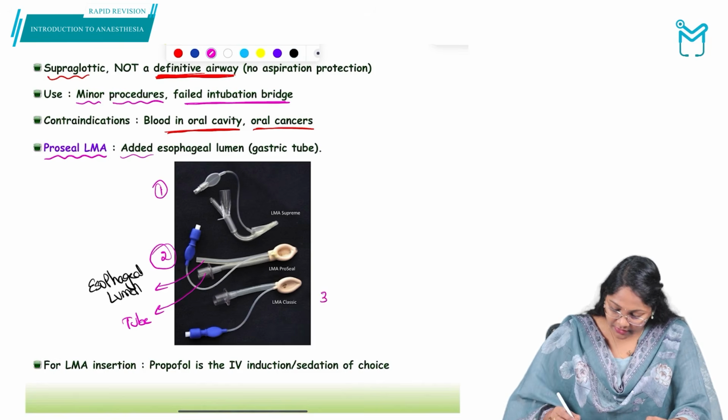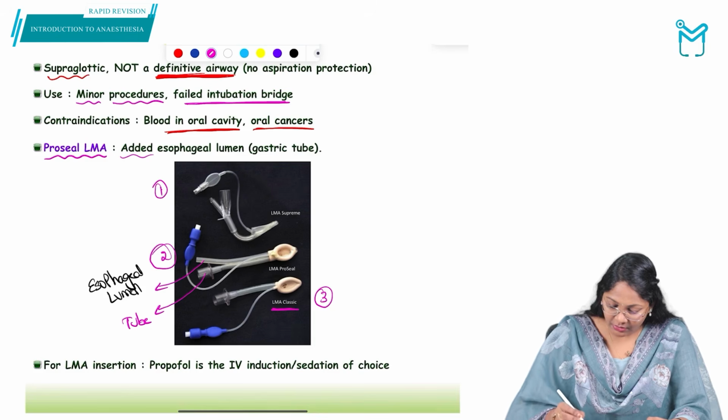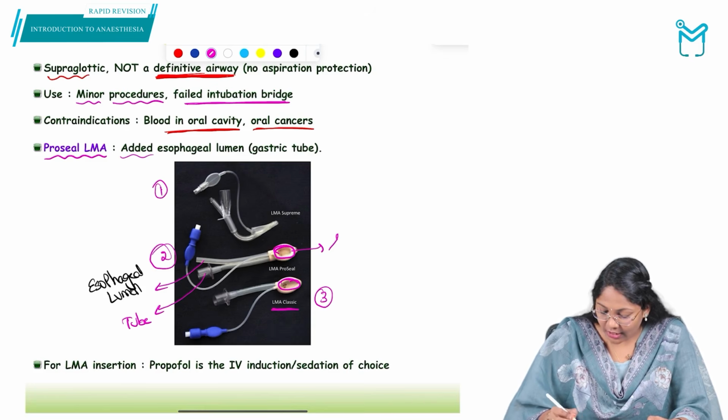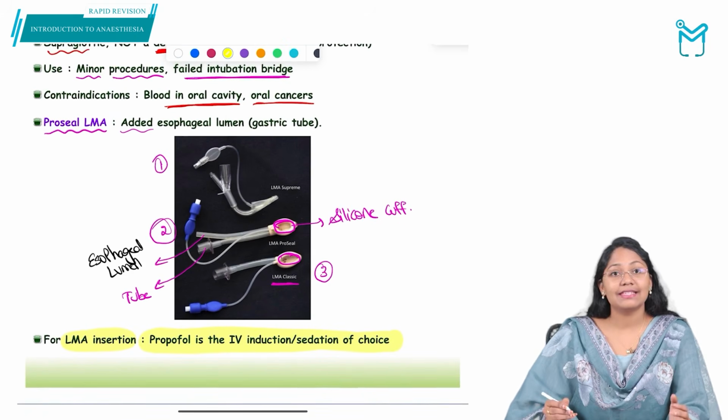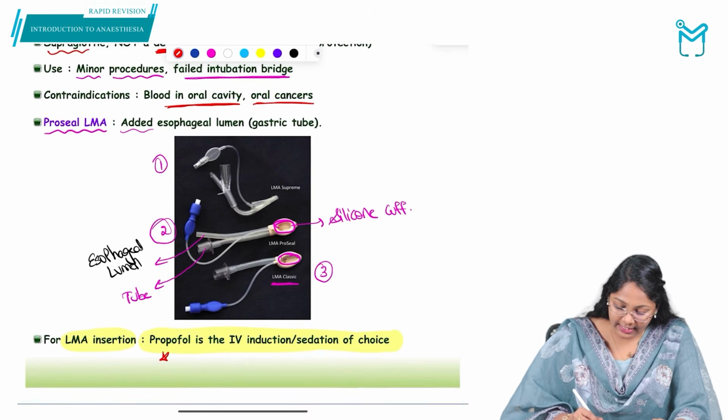And there is also the classic laryngeal mask airway. Now this consists of a cuff type which is a silicone cuff. So for laryngeal mask airway insertion, you need to remember this: propofol is the IV induction or sedation agent of choice.